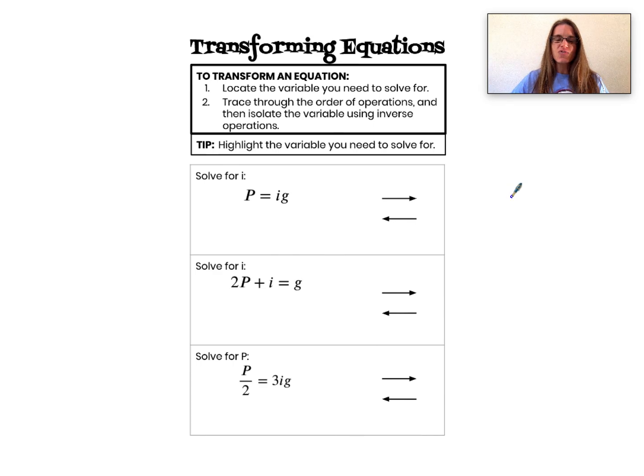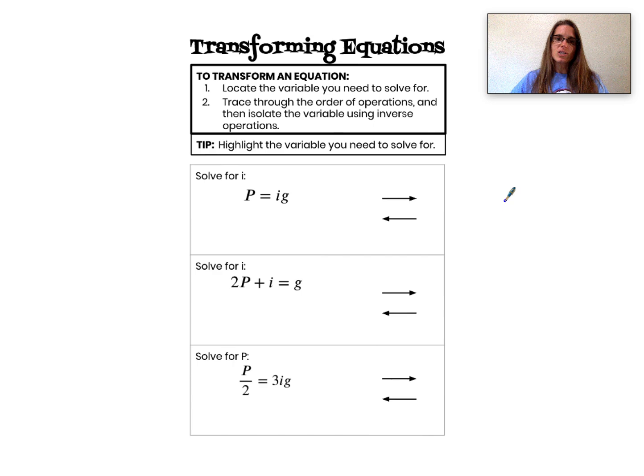When you are transforming equations, you are solving for a particular variable in an equation that contains a bunch of other variables. This is sometimes called literal equations. When you are transforming equations, you're using everything that you already know about solving using inverse operations, and you're just doing so in the context of an equation that does not have numbers, and therefore your solution is not a number.